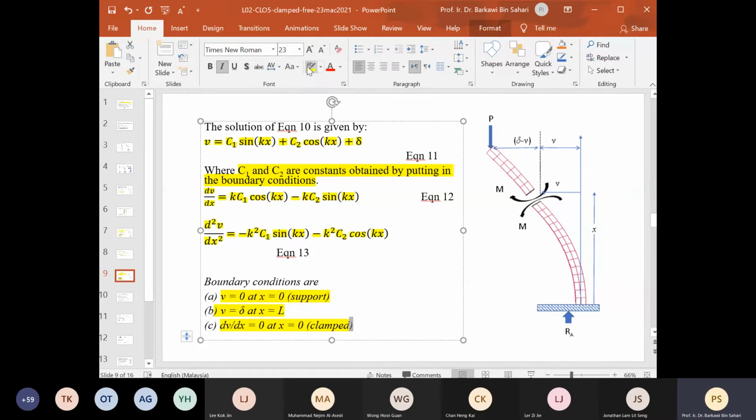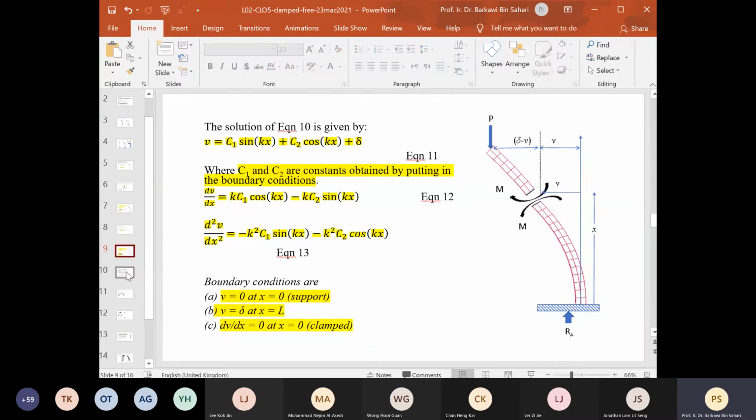So not just a general support, but a specific type of support. A and C are almost similar, but they are quite different, because a simple support will also give v equal to 0 at the support, but not dv/dx equal to 0, as we have seen in the previous one. So when you write down the reason behind this boundary condition, you have to state that dv/dx equal to 0 at x equal to 0 because it is clamped.